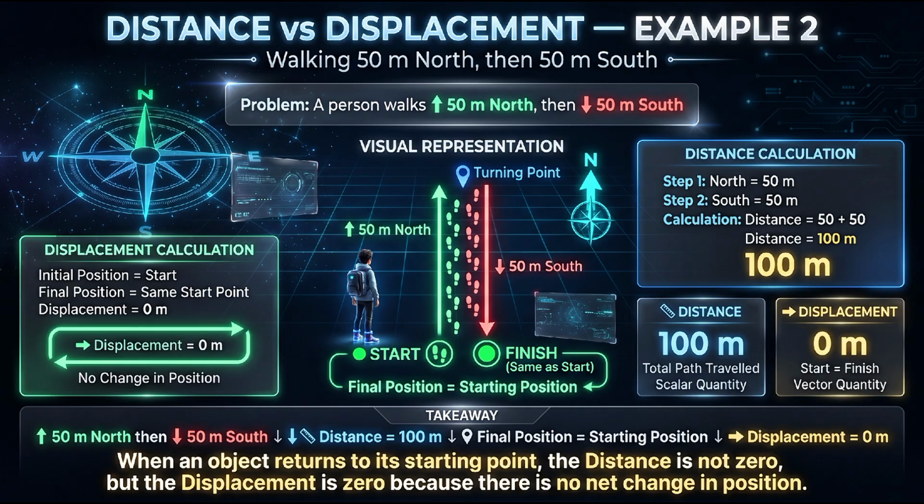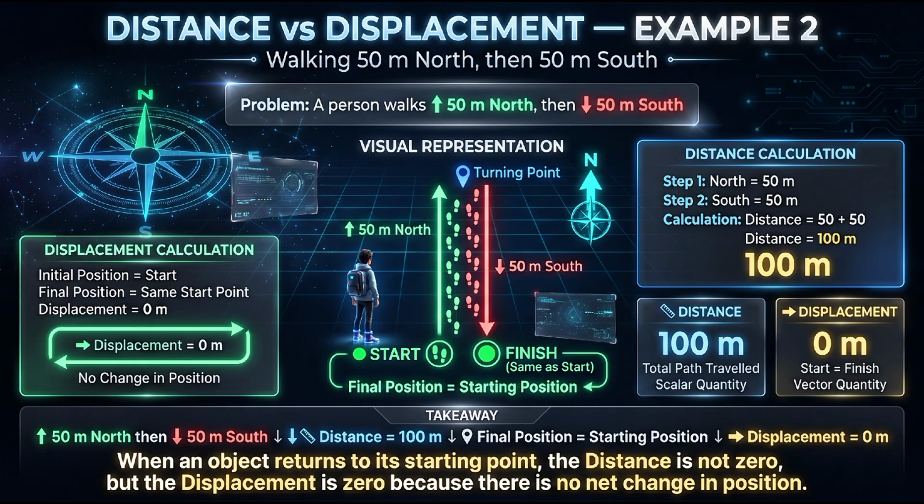This example highlights one of the most important differences between distance and displacement. Even though the person walked a total of 100 meters, the overall change in position is 0, because the journey ended exactly where it began. Distance depends on the total path traveled, while displacement depends only on the starting point and the ending point. So, in this example, the distance is 100 meters, while the displacement is 0 meters.